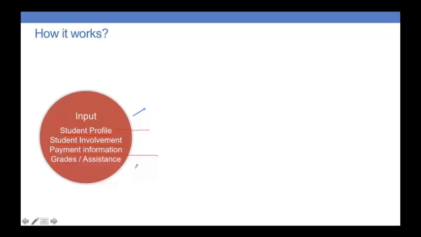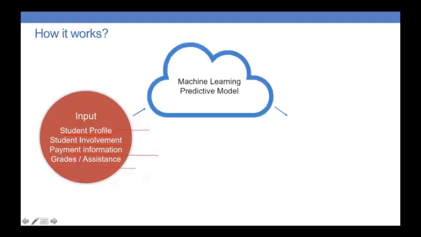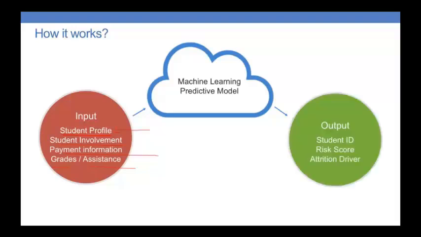All this information flows into a machine learning model that we have already pre-built, which is using different mathematical techniques. And what is the output for the university? For this particular use case, it is going to be the student ID, the risk score, and what is driving that attrition. It could be financial, it could be health, it could be psychological, academic, etc. So what have we seen?